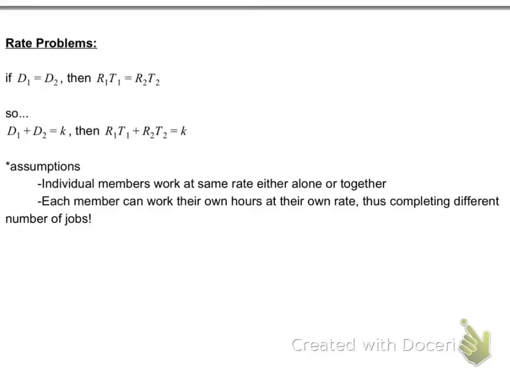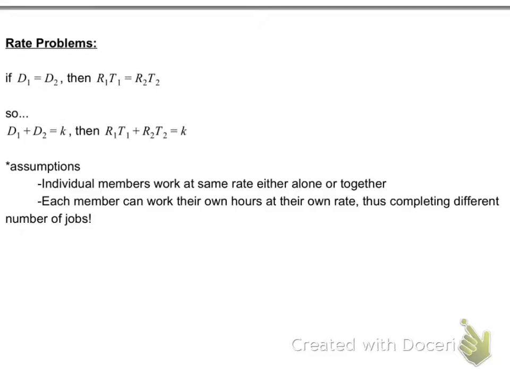Now there are some assumptions here. The assumptions are individual members work at the same rate either alone or together. We all know that if you individually went home and worked on your homework assignment by yourself, you would get it done in a certain amount of time. If I all of a sudden called up my buddy to come over and work on it together, more than likely, even though your combined effort should be able to complete it faster, your rates individually would probably take a little bit longer because, why?